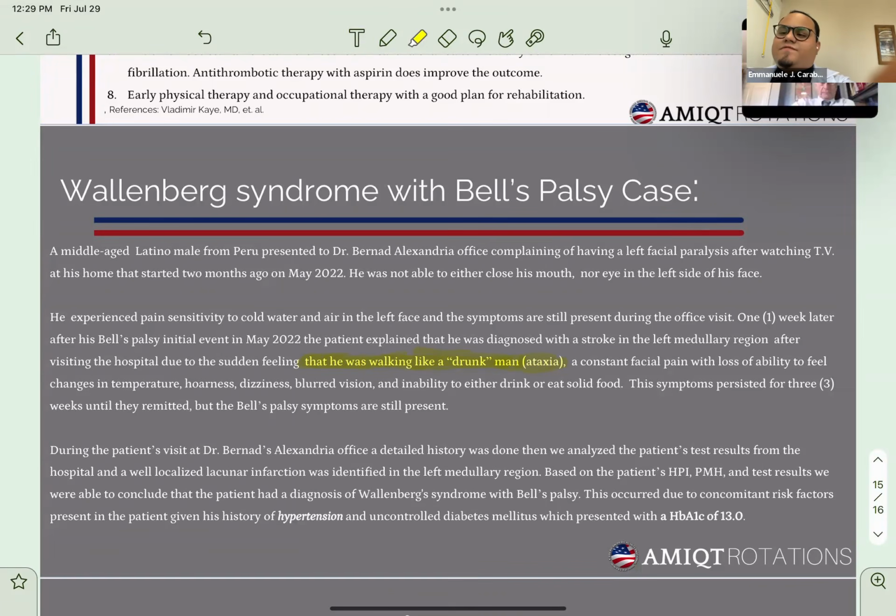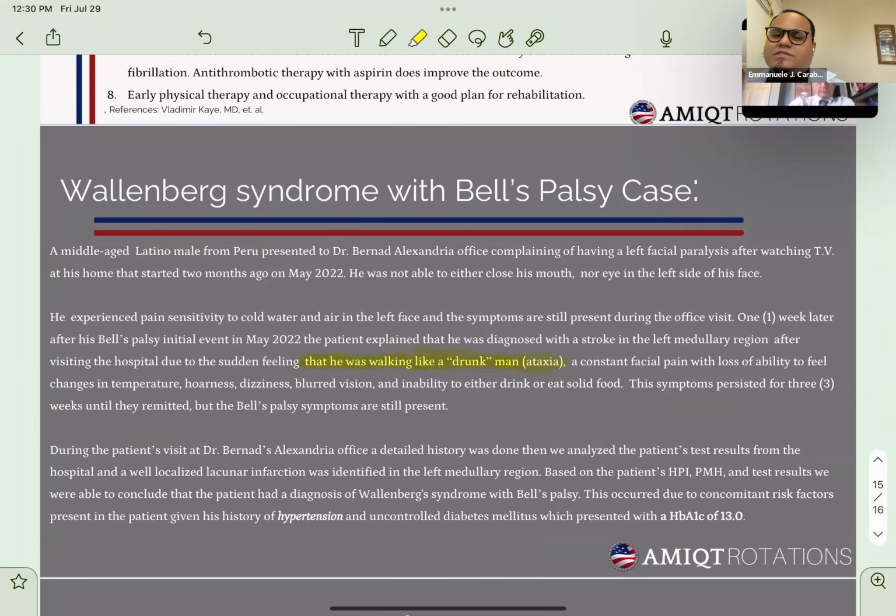These symptoms persisted for 3 to 4 weeks until they remitted, but the Bell's palsy symptoms were still present. All right, so during all this time, he experienced the stroke event. He started with the Bell's palsy symptoms. Then, 1 week later, he developed a stroke. It was a left medullary lesion, and then the lesion, after receiving treatment in the hospital, remitted for 3 to 4 weeks, and he continued having the Bell's palsy symptoms.